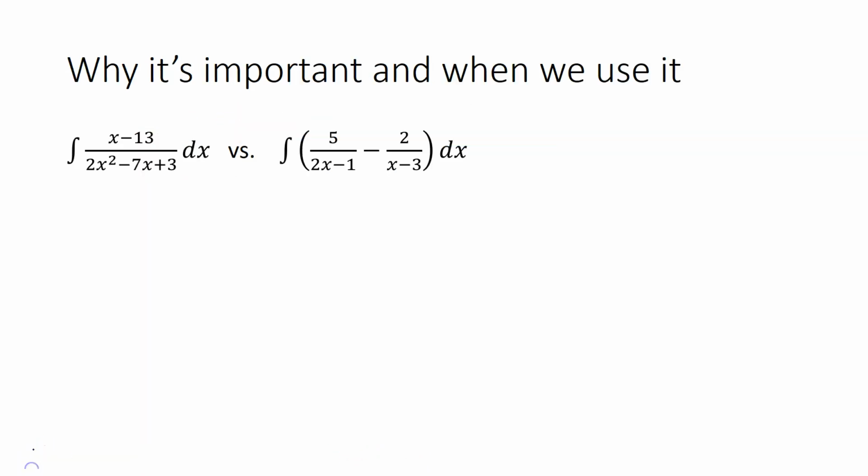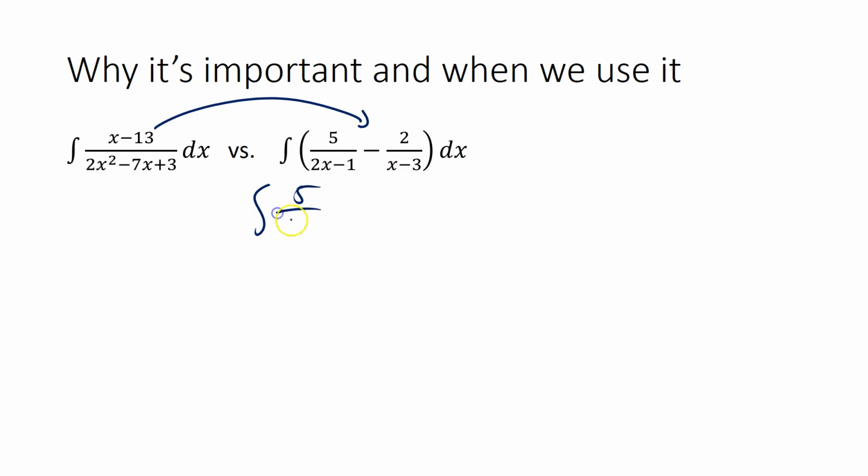Okay, now first let's talk about why this is important. If you're asked to integrate this, the answer that we just got by doing that warm-up question, it's pretty hard. You might think maybe u sub, so maybe u is 2x squared minus 7x plus 3. Then du would be 4x minus 7. Uh-oh, I do not have 4x minus 7 on the top, right? So u sub is not going to work. But if I could somehow break this up into those two pieces, this is why going backwards is so important. This is much easier to do, right?